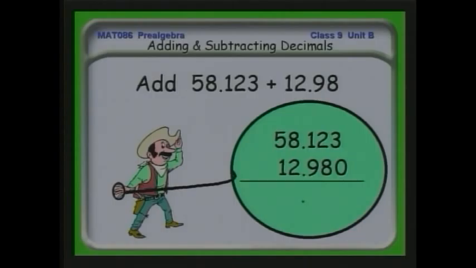3 plus 0, I can do that. 3 plus 0 is 3. 2 plus 8 is 10, and I get to carry a 1. 9 plus 2 is 11, and I get to carry another 1. 8 plus 2 is 10, one more is 11. I carry that one, and finally I have a 7. So adding those two numbers gives me the sum of 71.103, or if I want to be entirely formal about it, 71 and 103 thousandths.